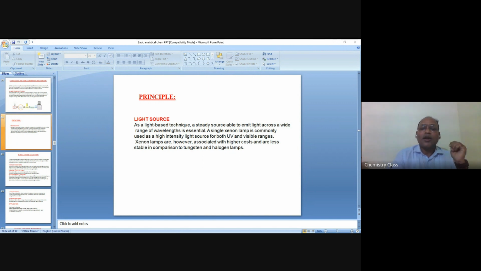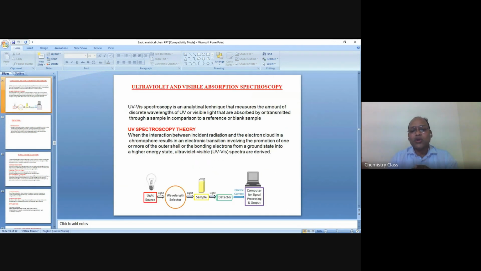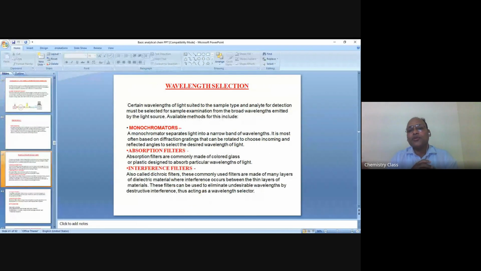Next, the second point is wavelength selection. This is another important one, because if you go to the slide, you'll see the light source and the wavelength selector. These two are the most important points in this case. When we come to wavelength selection, certain wavelengths of light must be selected for the sample or analyte for detection, from the broad wavelengths emitted by the light source. Available methods follow.